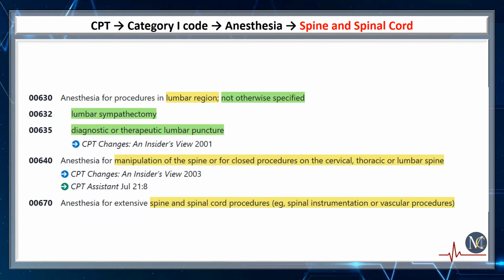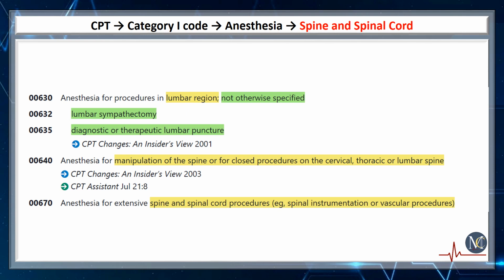Next code is 00630. Anesthesia for procedure in the lumbar region not otherwise specified. Next code is 00632. Lumbar sympathectomy. It means the provider performs anesthesia service for a patient undergoing a procedure to cut off sympathetic nerve connections at the lumbar or the lower back region to increase the flow of blood.